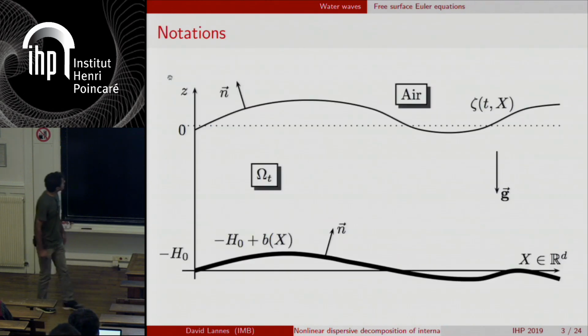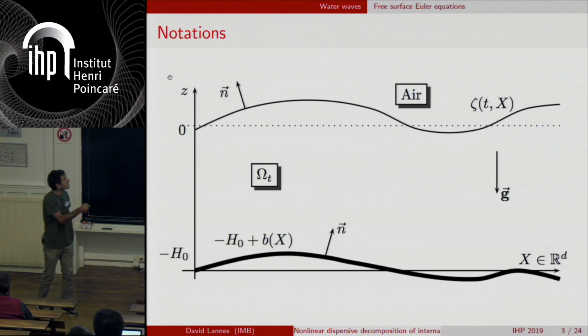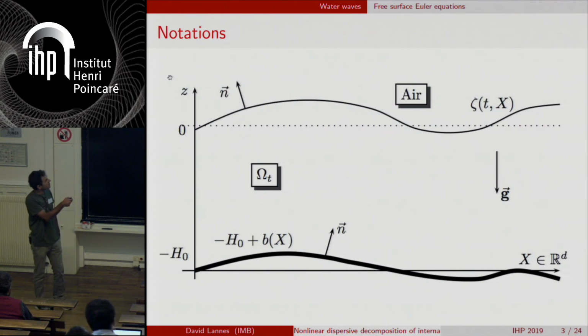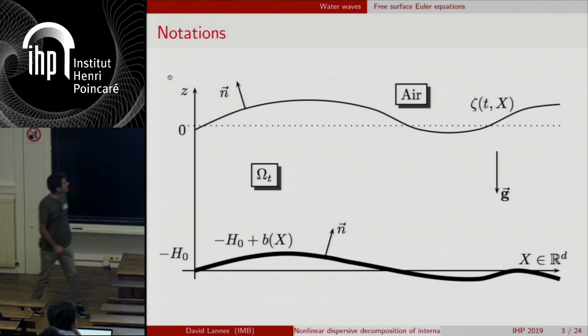So as I said, I will start with the simplest case where you just have one fluid, which means that actually you have two fluids, but you neglect the density of the air, and you want to describe the evolution of the surface of the water, which is parameterized by a function zeta, and then you have a bottom, which I will take flat to simplify in the next slide.